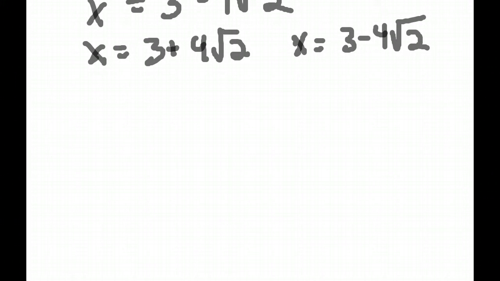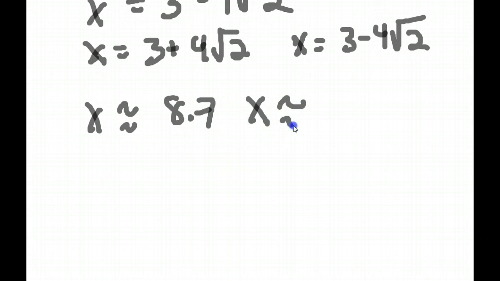But you can get out your calculator and punch in 3 plus 4 radical 2 and you'll get an answer. Then put in 3 minus 4 radical 2 and you get an approximation. So x is approximately 8.7 and x is approximately negative 2.7 as your answers. Everybody good so far? Yes.